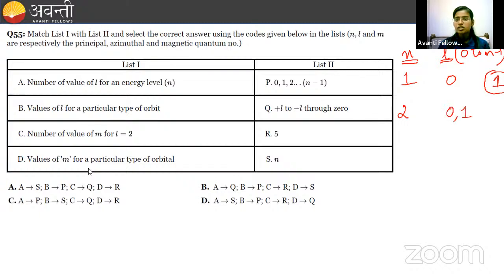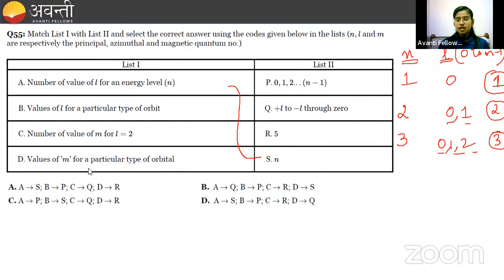So we are ending up with 2 values. Okay, if the n value is 3, 0 to 3 minus 1. So 0, 1 and 2. So we are ending up with 3 values, which is nothing but the value of n. So the number of values of l for an energy level is nothing but the value of n itself. So A goes to S.